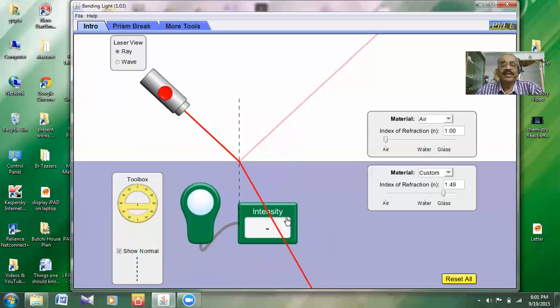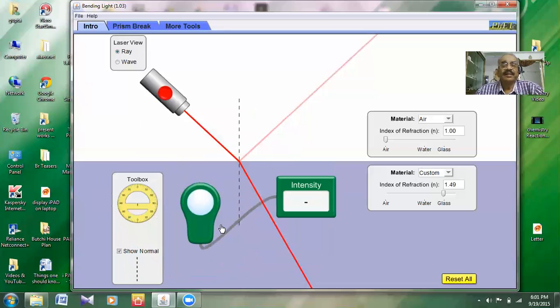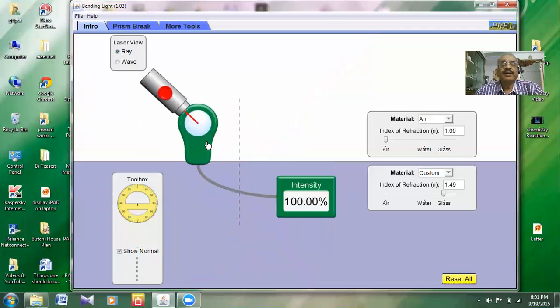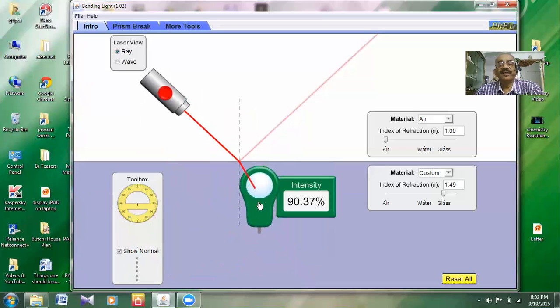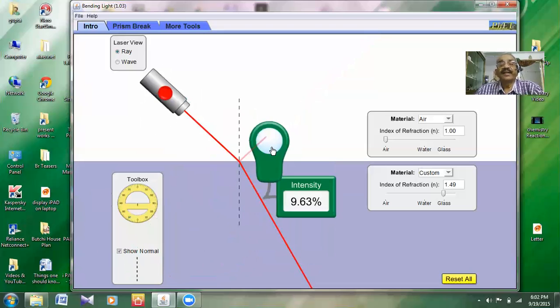The intensity meter here, for the incident ray, it is 100%. Whereas for the refracted ray, it is 90%, 90.37. And the rest is reflected. Okay, so that the total is 100%.